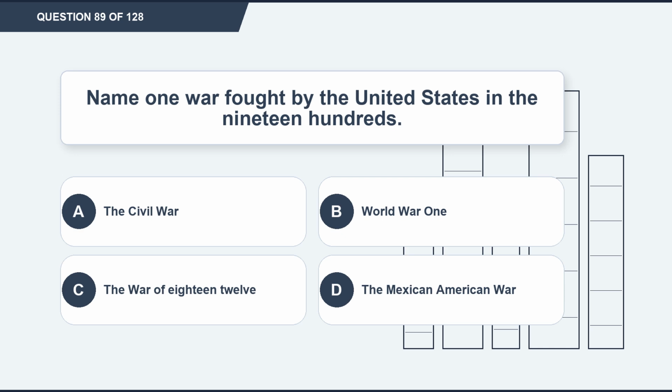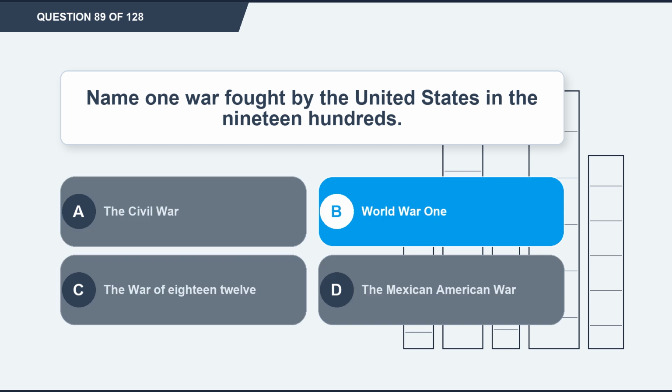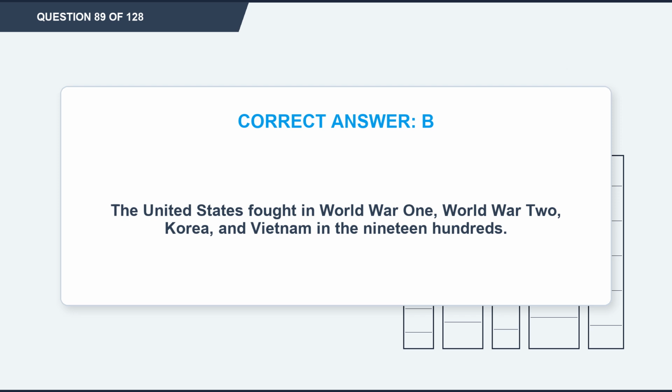Question 89. Name one war fought by the United States in the 1900s. Option A, the Civil War. Option B, World War I. Option C, the War of 1812. Option D, the Mexican-American War. The correct answer is option B, World War I. Explanation. The United States fought in World War I, World War II, Korea, and Vietnam in the 1900s.